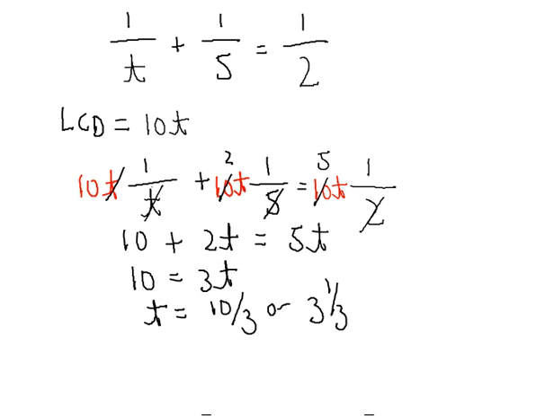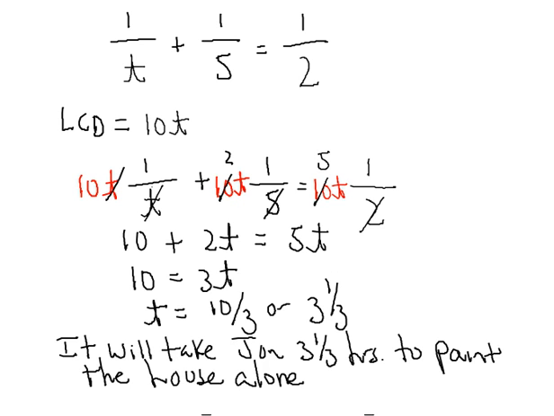That does seem to fit with the estimate that we had at the beginning of the problem, where we said we thought it would take John somewhere between 2 and 5 hours to paint the house alone. So our answer is reasonable. The final thing we'll do is to simply express this using a sentence. So we state that it will take John 3 1/3 hours to paint the house alone.